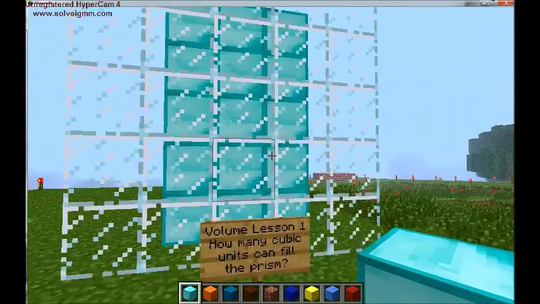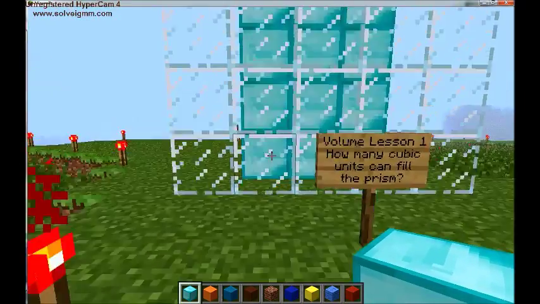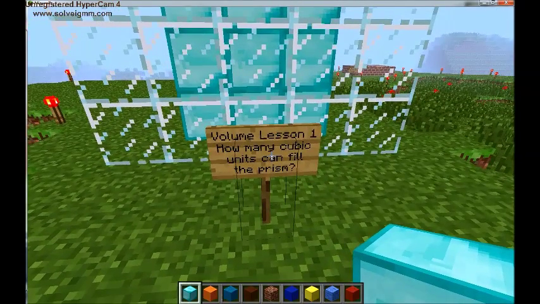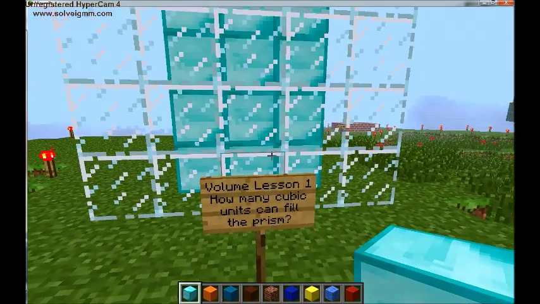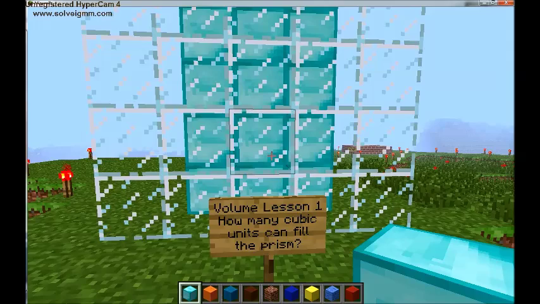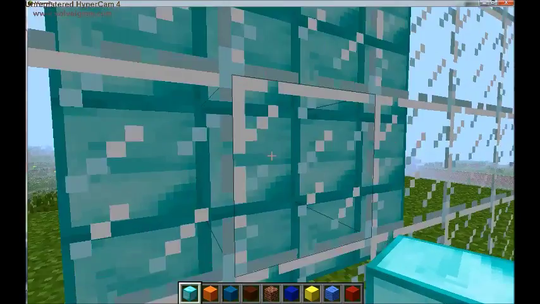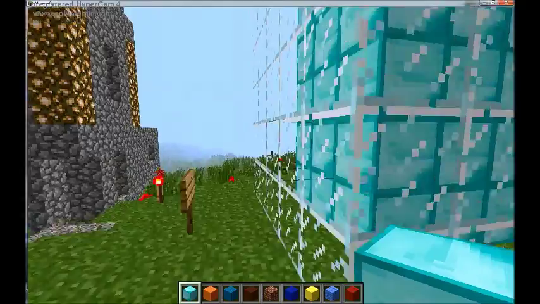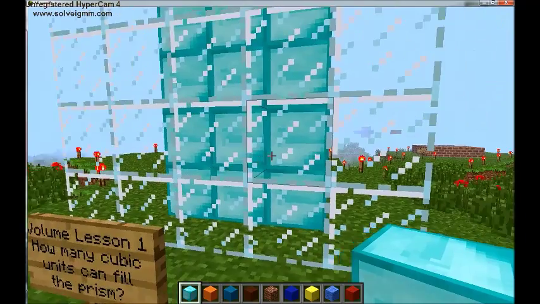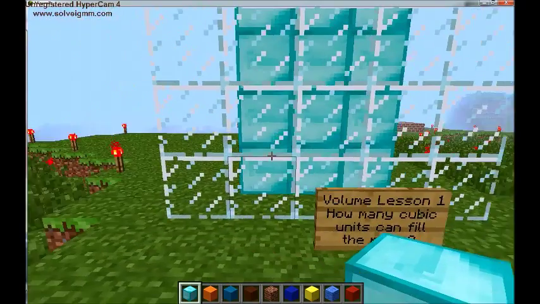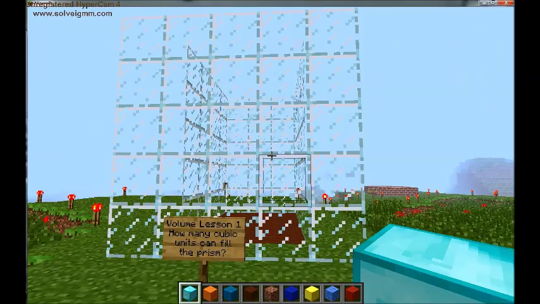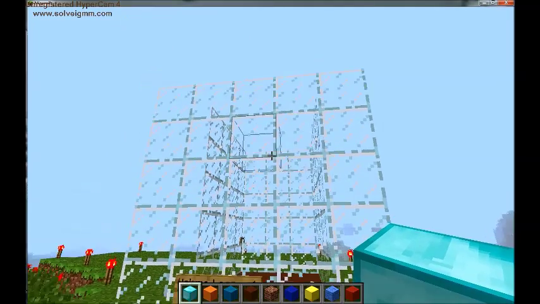Since in Minecraft we don't know the exact length, width, and height of these blocks, we're just going to call them either unit cubes, or cubic units. Right now what we're trying to do is see how many cubic units can fill the prism, and you'll notice that we already have it filled, which is kind of a problem. So let's empty this container. Ta-da! And there's my magic trick.